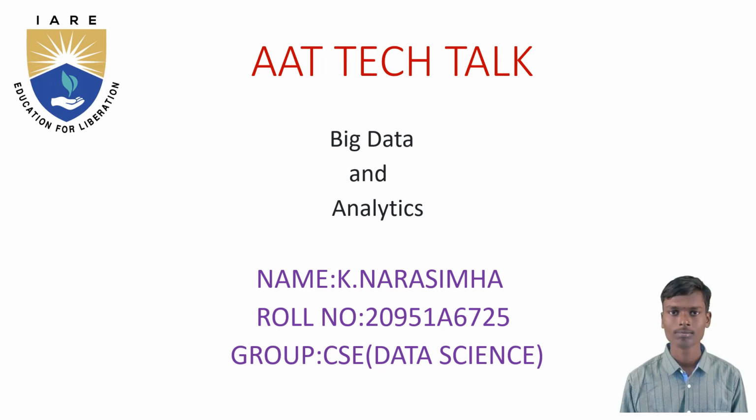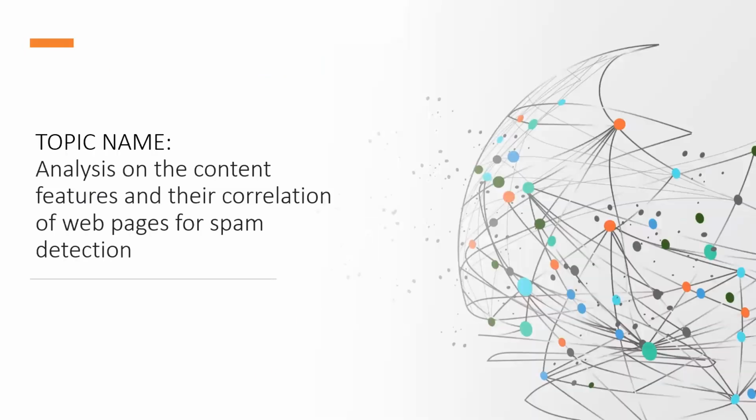So today, as a part of my AIT Tech Talk videos, in the subject of Big Data and Analytics, I want to explain the topic named Analysis on the Content Features and their Correlation of Web Pages for Spam Detection. First of all, when we hear the word spam, we come across emails that are filtered as spam emails, sent by unauthorized senders, and we consider such emails unsecured and worthless.